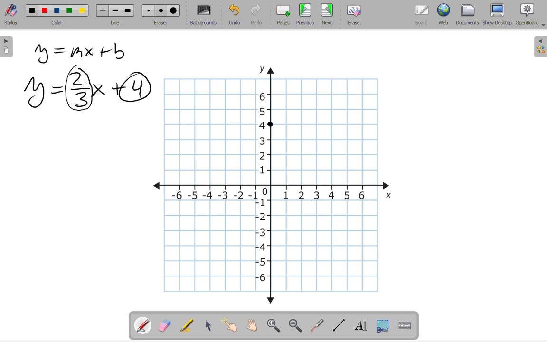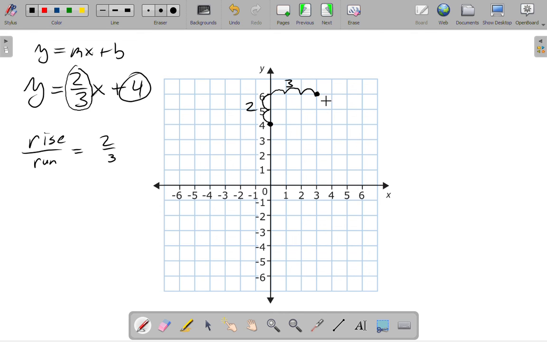So that means if I do it like stair steps, I go up 2 over 3, and then I put another dot there. Okay, let me show that. I went up 2, and then I went over 3. 2, 3, because this is rise over run. So I rose 2, and I ran 3.